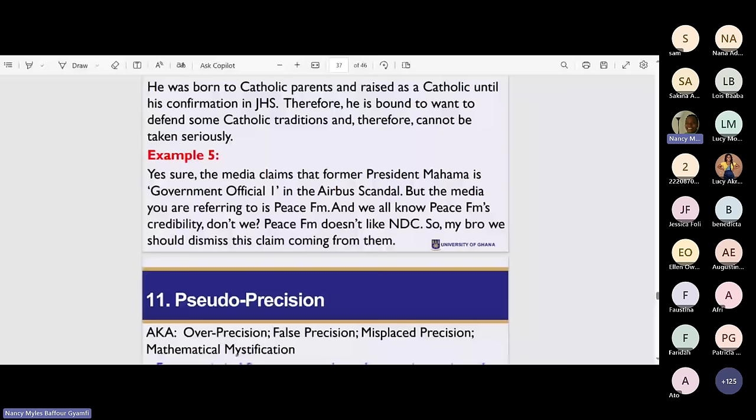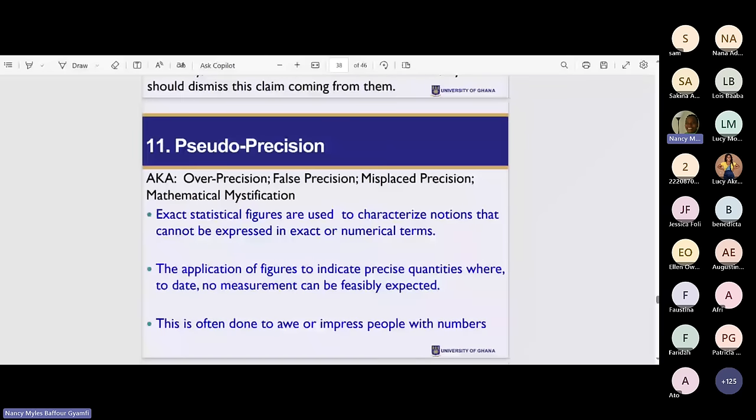Now you see pseudo precision. I want someone to read that. So Nanefua, please read that for me. Abuaje, be on standby.